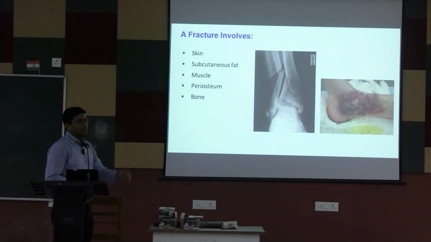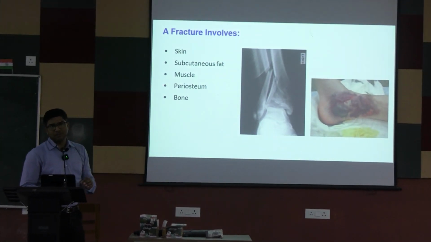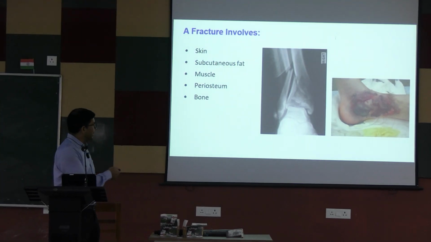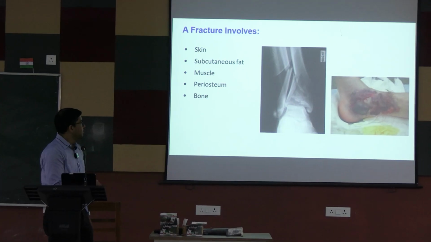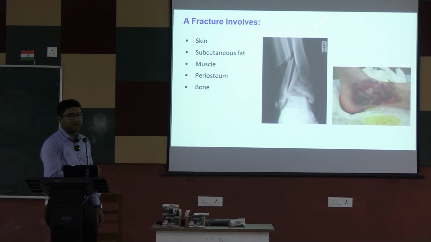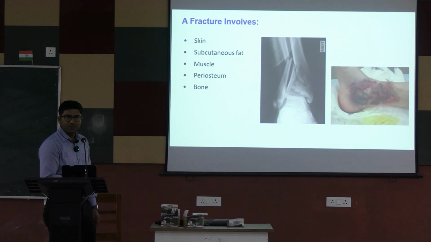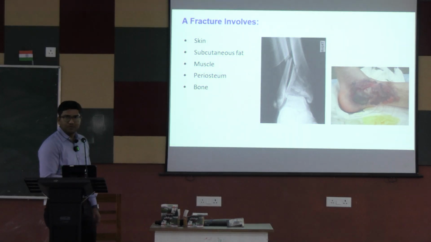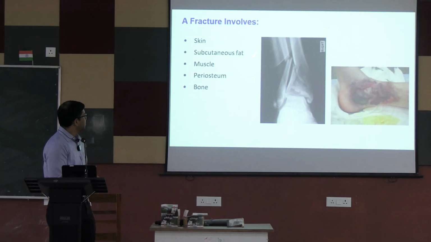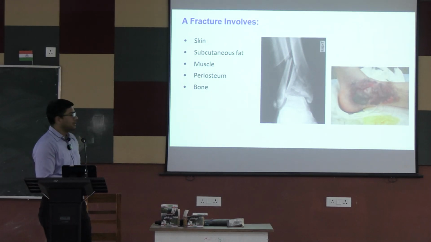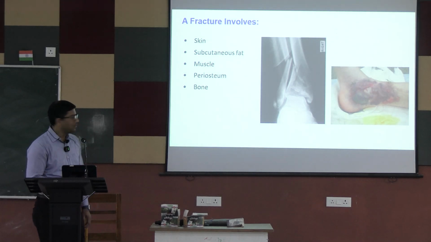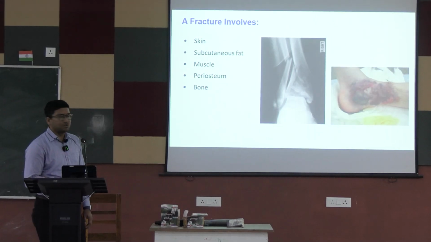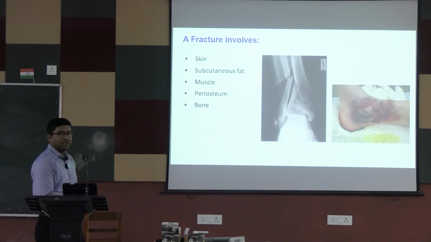We don't think that whenever a fracture happens, the energy that caused the fracture also damages the soft tissues. So when you see the fracture, when you manage the fracture, we have to address the soft tissues. Basically, when there is a fracture, it involves 5 tissues: skin, then beneath the skin there is subcutaneous tissue, the muscles, the periosteum. Periosteum is the layer of the bone, and finally the bone.